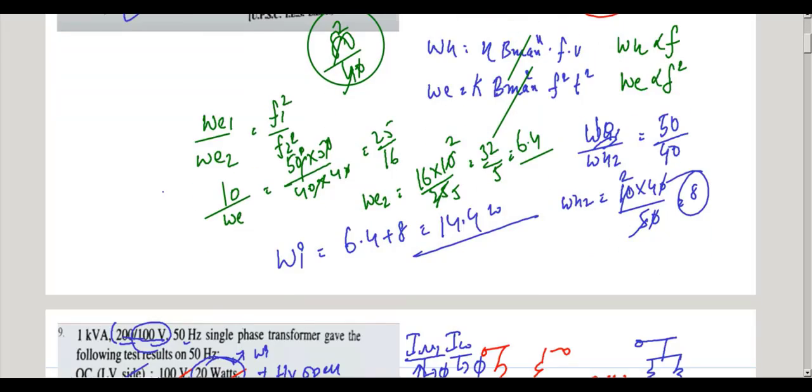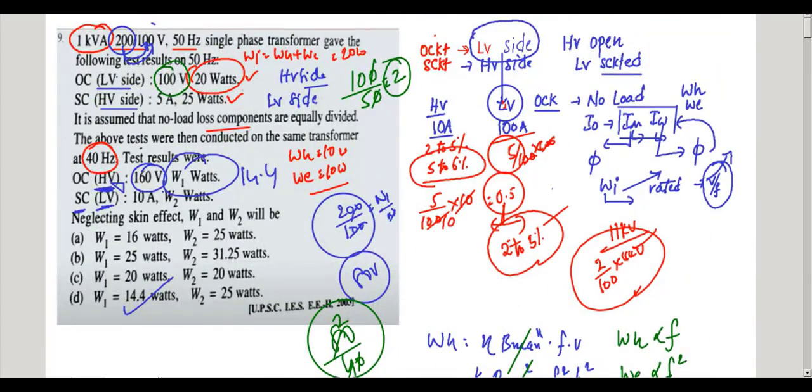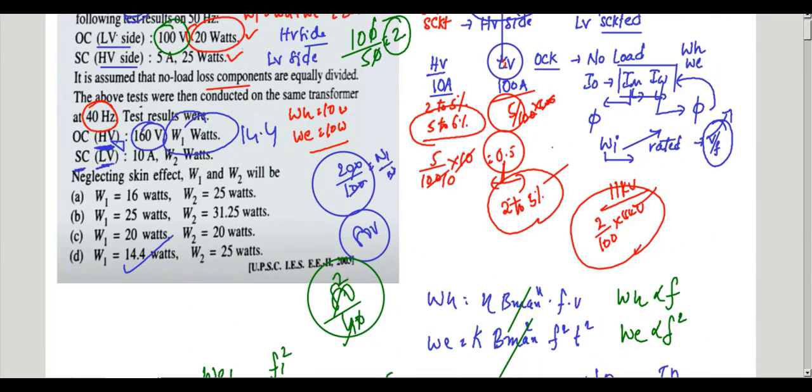Let us check for the eddy current losses. The short circuit test is to be conducted on the HV side. So if the LV side is 10 amperes, how much is it on the HV side? I2 by I1 equals N1 by N2, same. So this is I2 by I1. What happens? How much is I1?